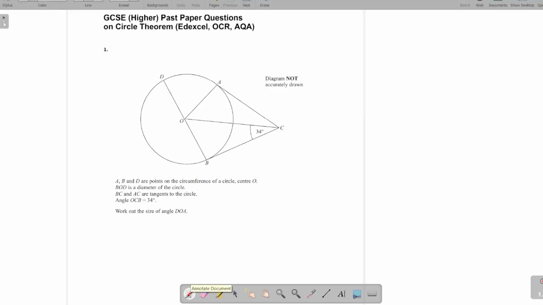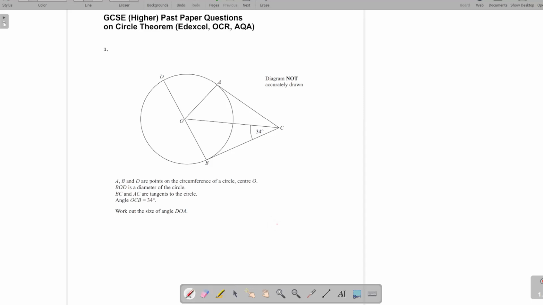These questions are on circle theorem. Let's look at question 1. A, B, D are points on the circumference of a circle, center O. BOD is the diameter of the circle. BC and AC are tangents to the circle. Angle OCB is 34. Work out the size of the angle DOA.